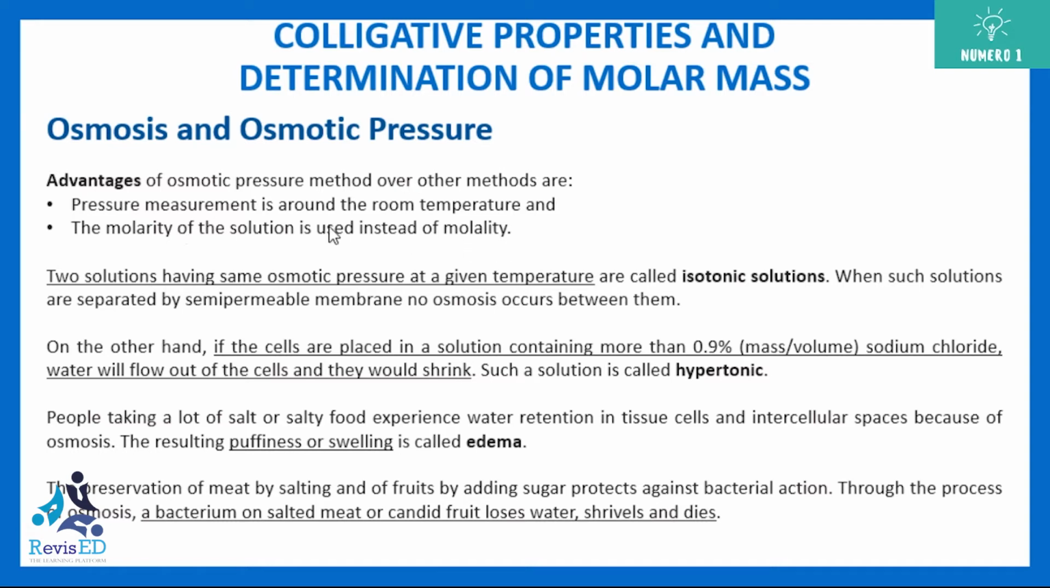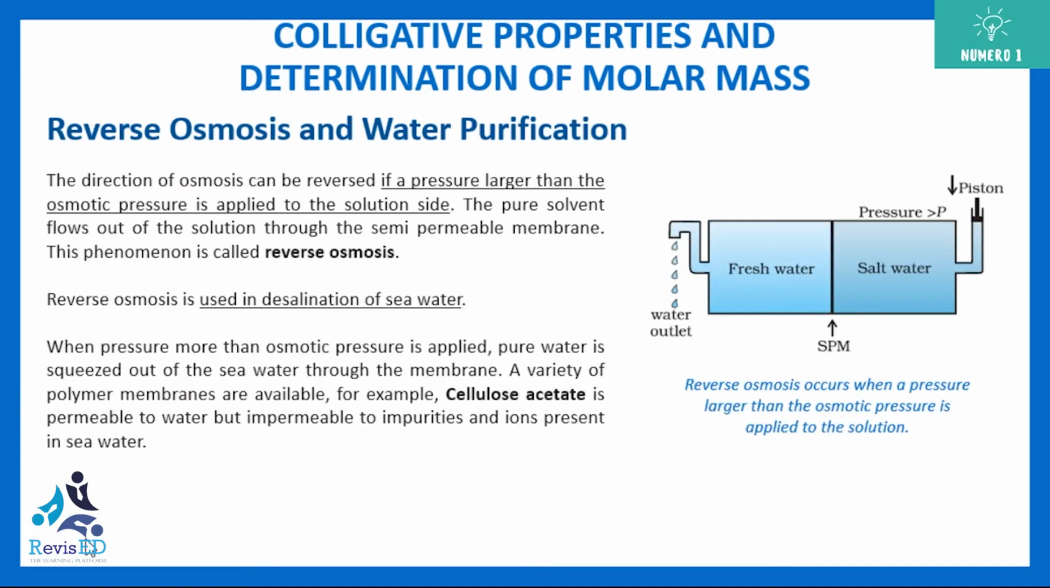Now next thing I want you all to focus on, apart from the advantage, is this part: two solutions which have the same osmotic pressure at a given temperature are called isotonic solutions. When this happens, there is no osmosis occurring between them. When you connect the two solutions, there will be no movement. I want you to try and understand this part here. It will help you to grow more. If you cannot, we will discuss this next.